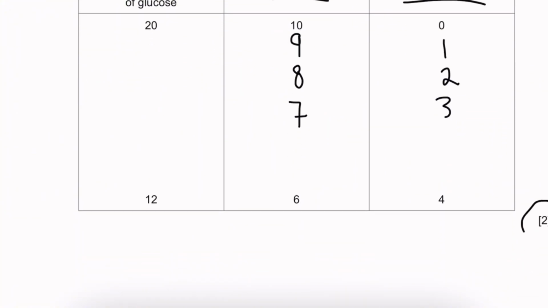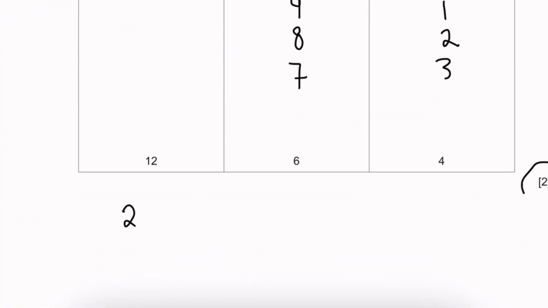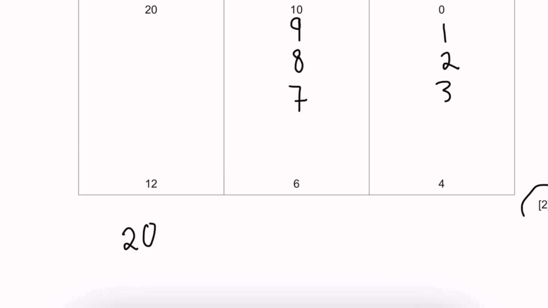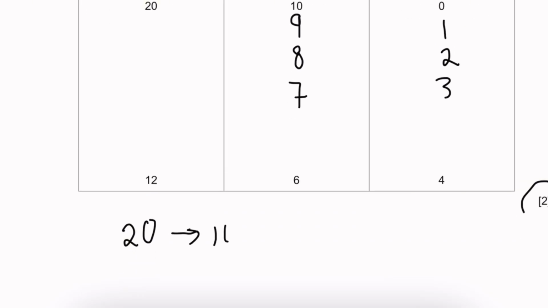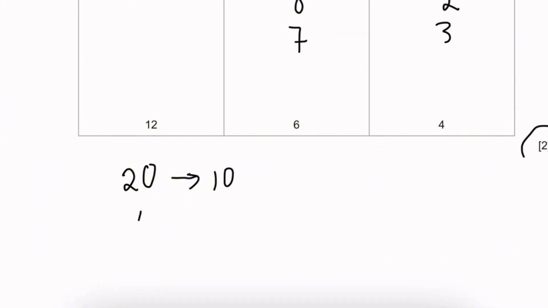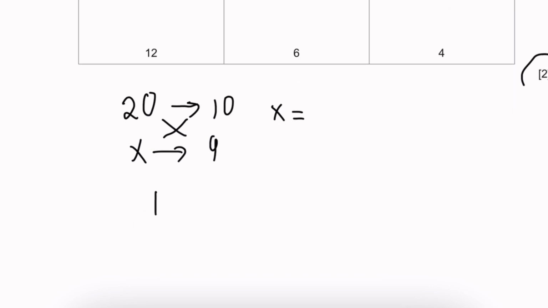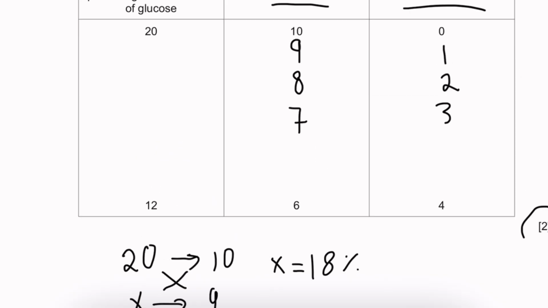Now, to prepare them, we use cross multiplication. So I know that for a concentration of 20, I have a volume of 10 for G. Now, for a concentration X, I use the volume 9. I want to look for the concentration of X, so I'm just going to cross multiply. So 10x equals 20 times 9, which is 180. So 20 times 9 divided by 10 is 18. So x is 18%. So right here you'd write 18.